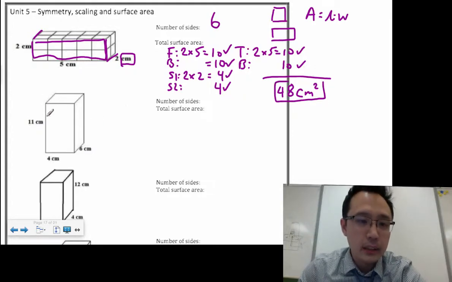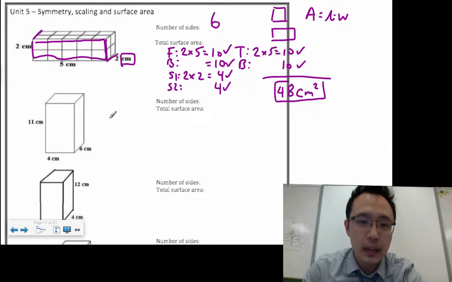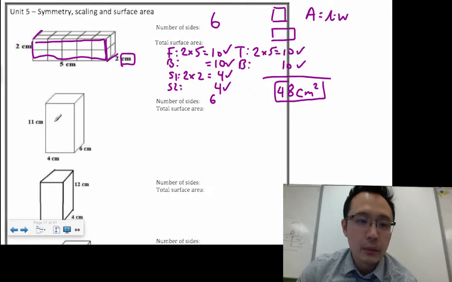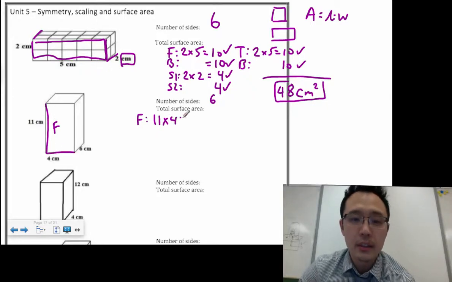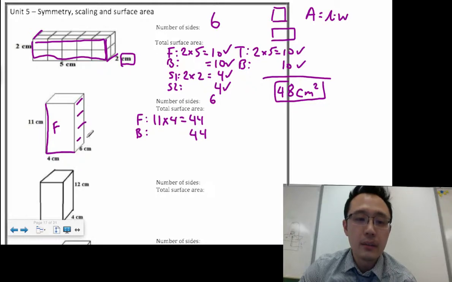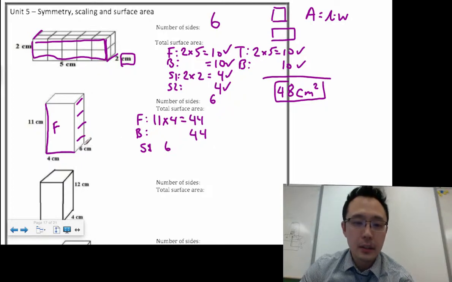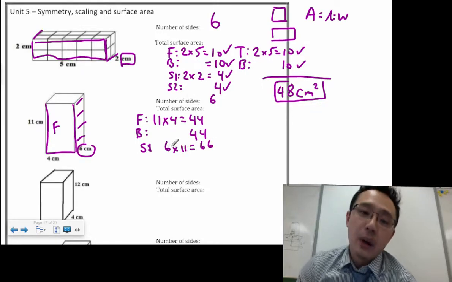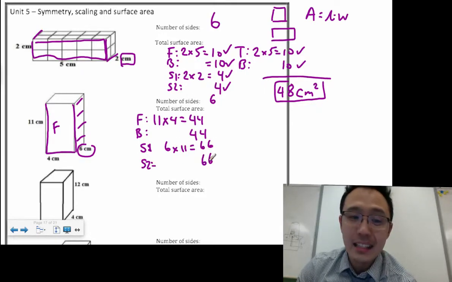This is another rectangular shape, and it's 3 dimensions, so it has 6 sides for any sort of 3-dimensional polygon. And the front side here is going to be 11 times 4. The height is 11, the width is 4. This is going to equal 44. If we have the front, we have the back, so that's going to be 44 as well. Let's look at the side of this one. So side 1 is going to be 6, and then we have to multiply by the height, which is 11. So 6 times 11 is 66. If we have one side, we have the other side, which is 66 as well.